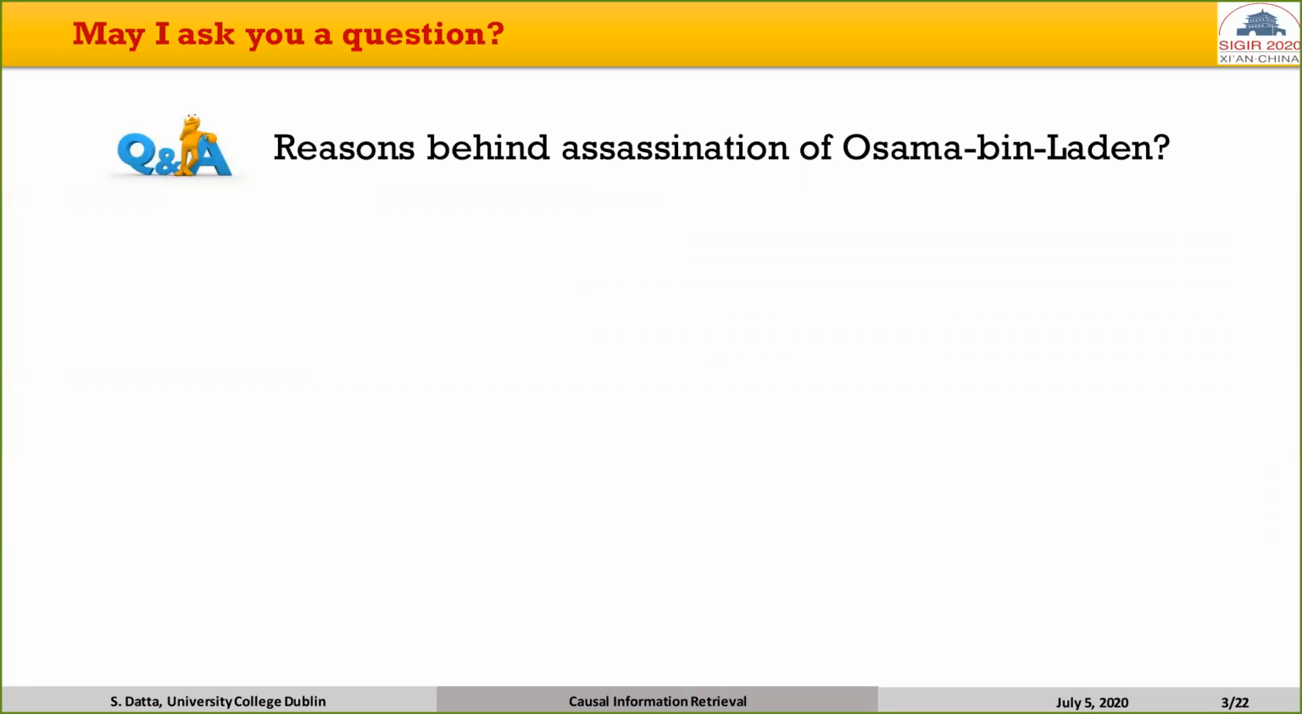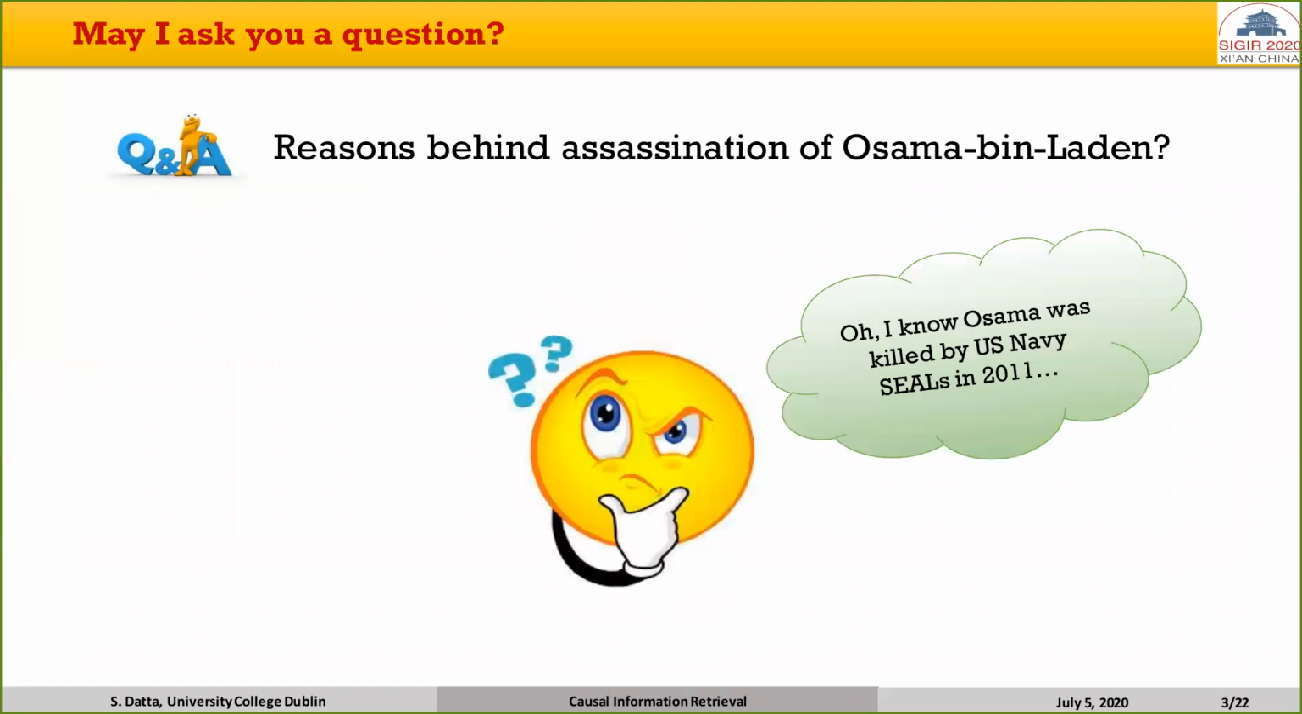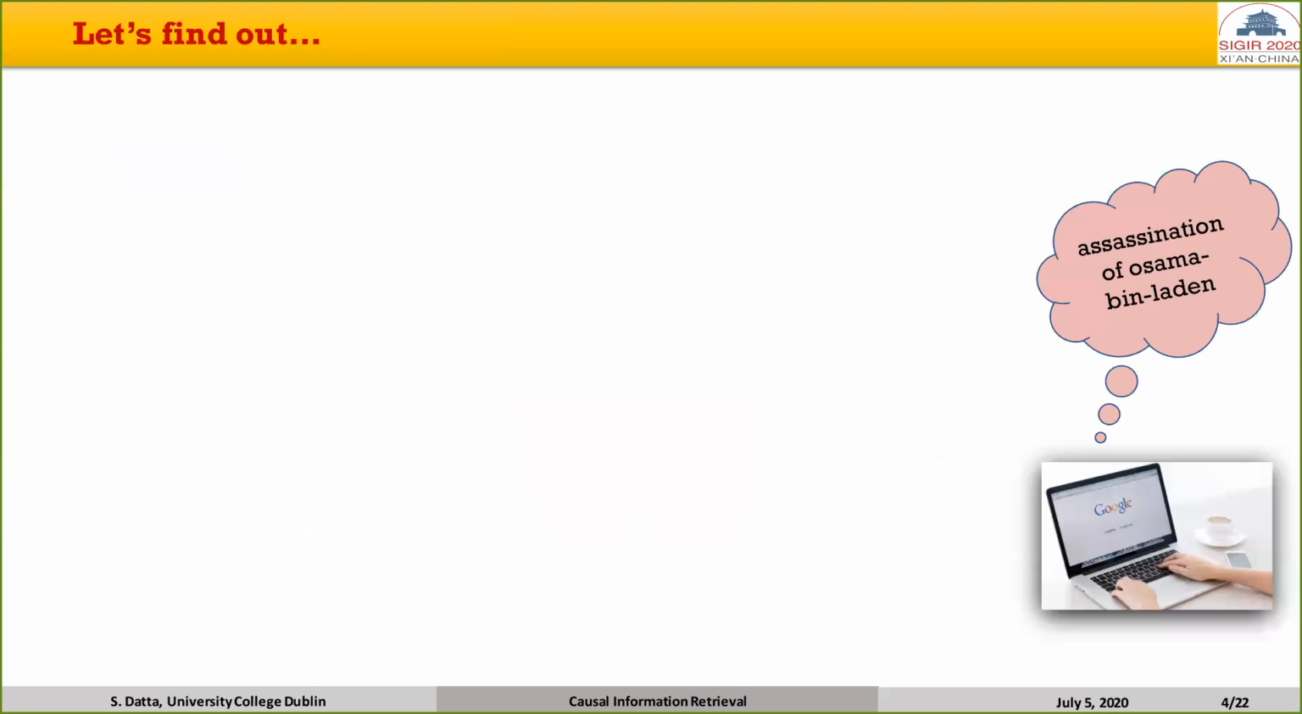If I ask you to list down all the reasons behind the assassination of Osama bin Laden, I'm certain that the first fact that comes up in our mind is Osama was killed by US missiles in 2011. But why exactly? What were the reasons because of which Osama was killed? So let's take help from Google. Let's see what Google says.